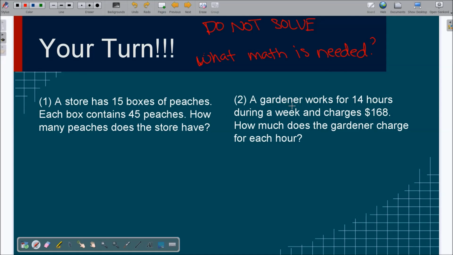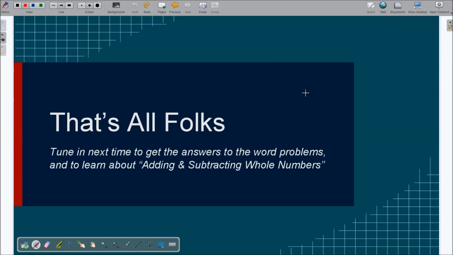Second question. A gardener works for 14 hours during a week and charges $168. How much does the gardener charge for each hour? Again, read it a couple times if you need to, pull out those key words, think about the math process that needs to be used, and write down which of the big 4 you think that it is: addition, subtraction, multiplication, or division.